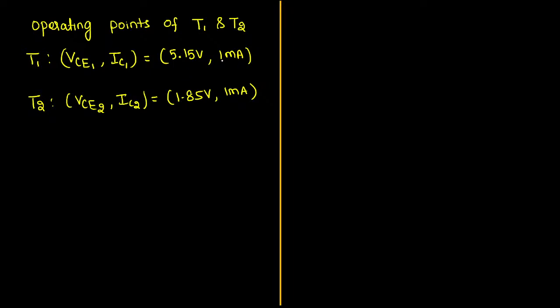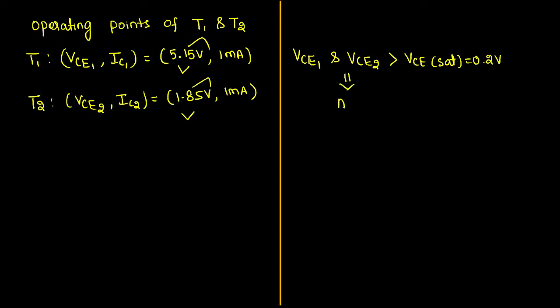So we did everything, and looking at the collector to emitter voltage drop in both transistors, we can say VCE1 and VCE2 are both greater than VCE SAT. VCE SAT means 0.2 voltage. If you observe, the value of VCE1 is 5.15 and the value of VCE2 is 1.85. Both are greater than VCE SAT. It clearly indicates that the transistors are being operated in the active region.